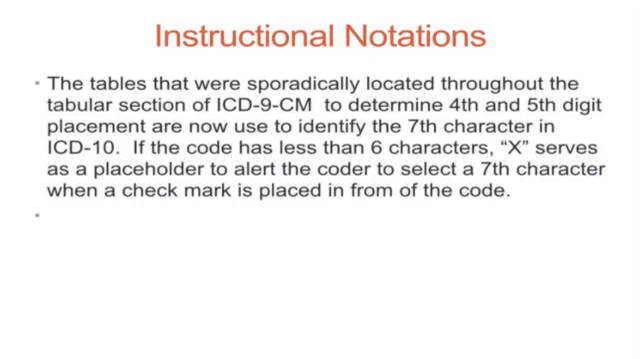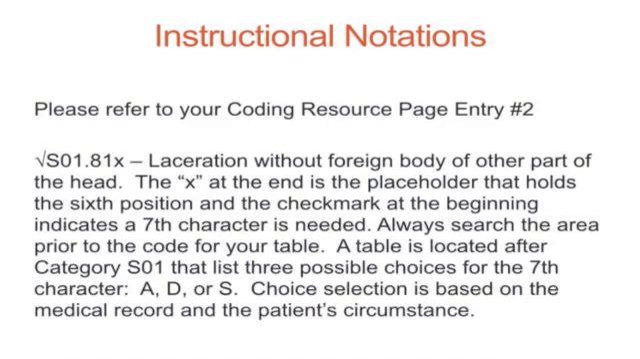If the code has less than 6 characters, X serves as a placeholder to alert the coder to select a 7th character when a check mark is placed in front of the code. Please refer to your coding resource page entry number 2. S01.81X, laceration without foreign body of other part of the head. The X at the end is the placeholder that holds the 6th position, and the check mark at the beginning indicates a 7th character is needed.